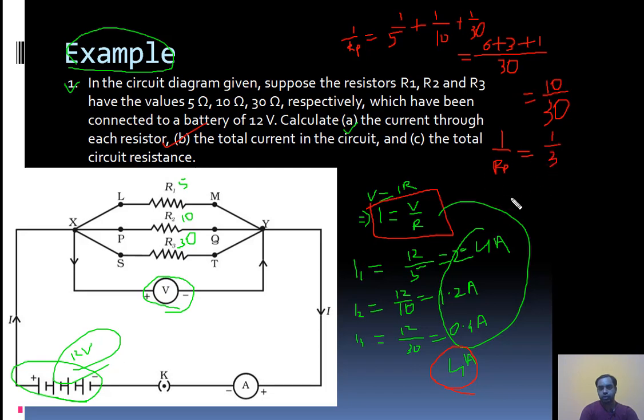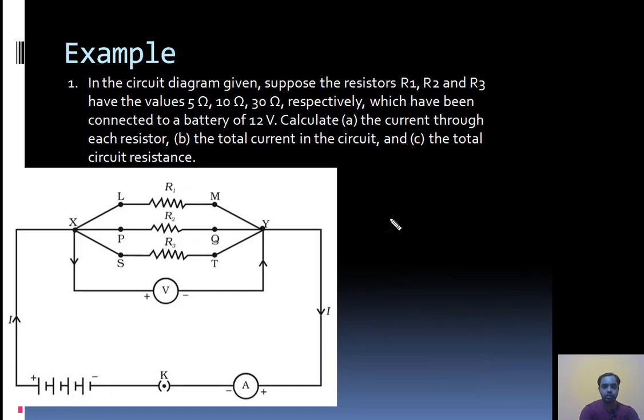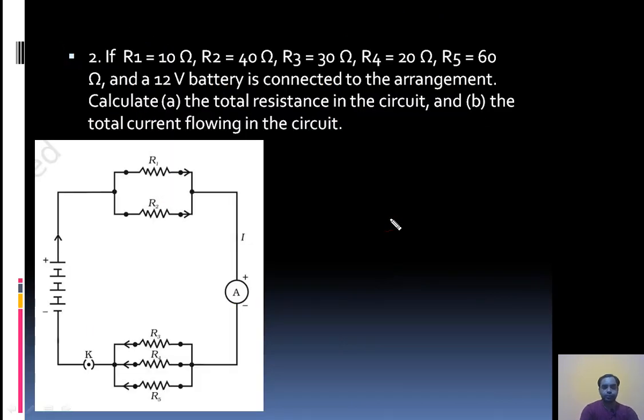Now if you reverse this one, Rp will be equal to 3 ohm. So this is the value of equivalent resistance. So the total circuit resistance here is 3 ohm. Okay, so this is all about this question.